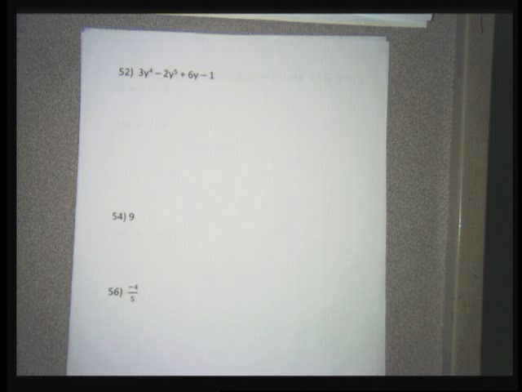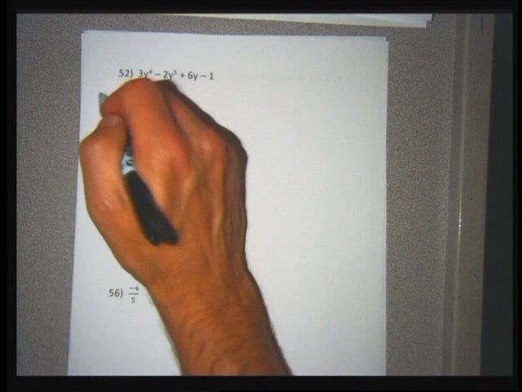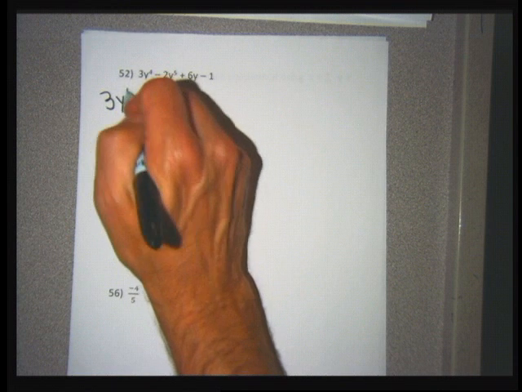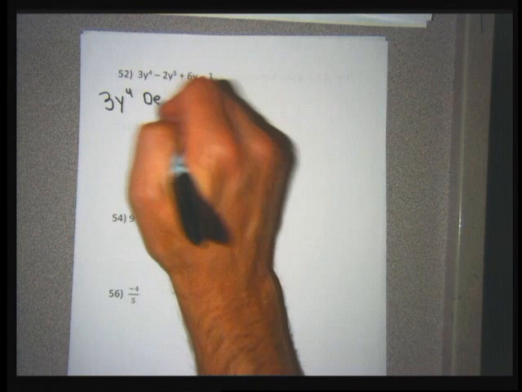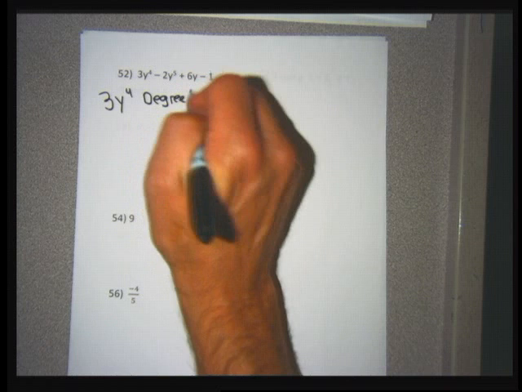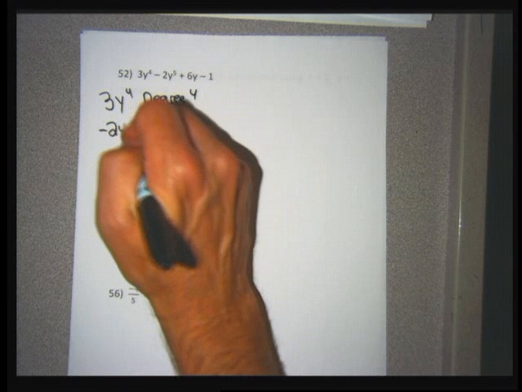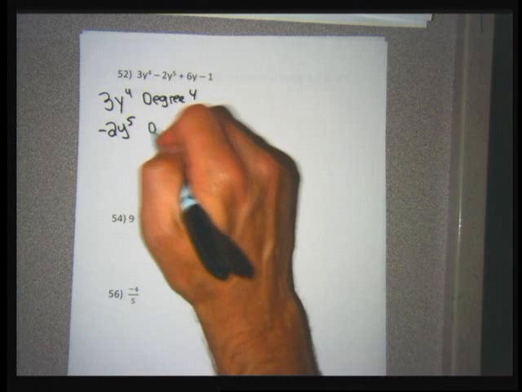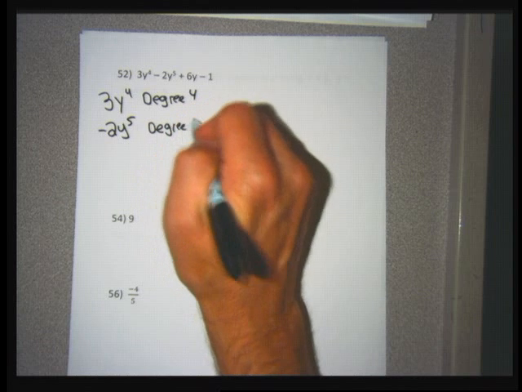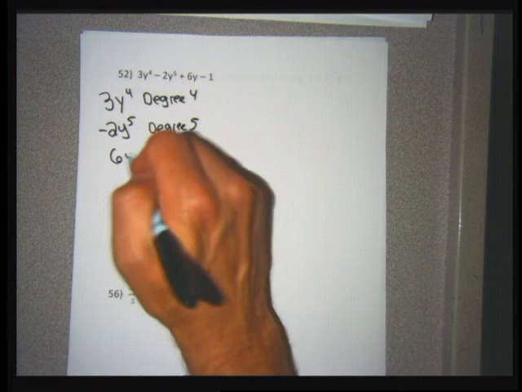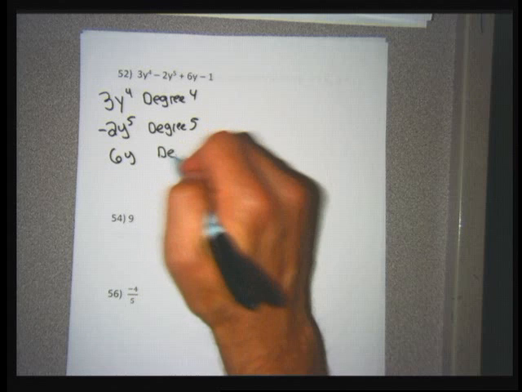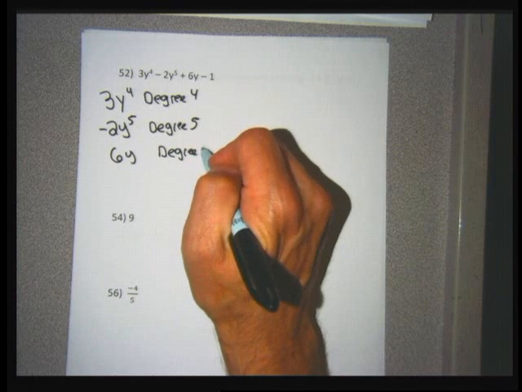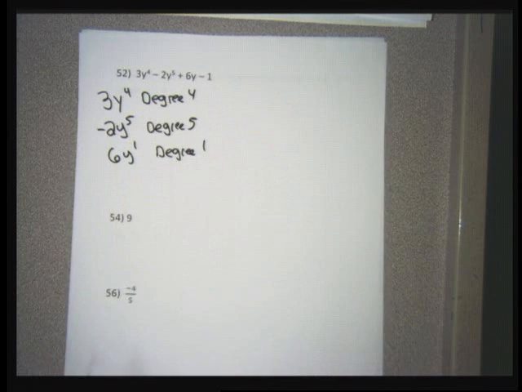Problem 52, it has 4 terms. It's a polynomial. The first term, 3y to the fourth, has degree 4. The second term, negative 2y to the fifth, has degree 5. The third term, 6y, has degree 1, because that y has an implied exponent of 1.